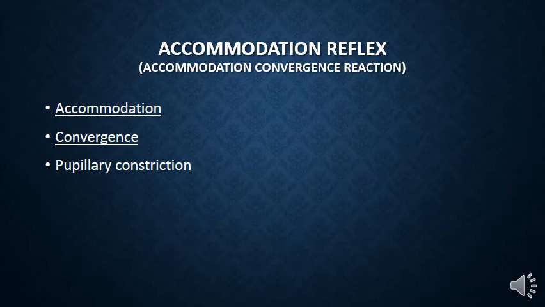Finally, pupillary constriction. Pupillary constriction occurs as a result of the contraction of constrictor pupillary muscle of the iris, because a small aperture gives the optic apparatus a greater depth of field.